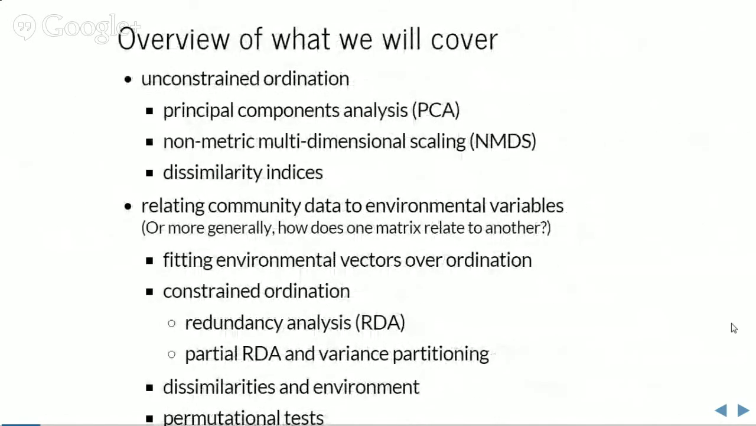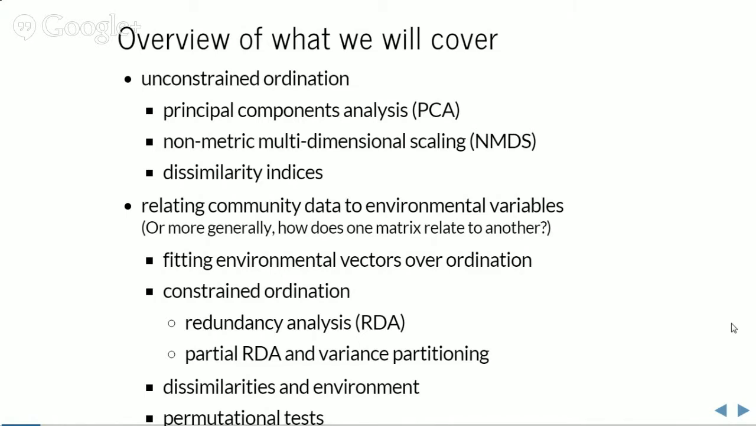Just a quick overview of what we'll cover. We'll cover some different unconstrained ordination methods, just the real basics, PCA. We'll do some non-metric multidimensional scaling, talk a little bit about dissimilarity indices and how to calculate those in vegan. We'll move on to sort of dealing with two matrices at once. This is generally like how you relate community data to environmental variables that might be driving those patterns. But you can think of that more generally as just sort of how is one matrix of variables related to another. So we'll start by sort of just fitting environmental vectors over ordination.